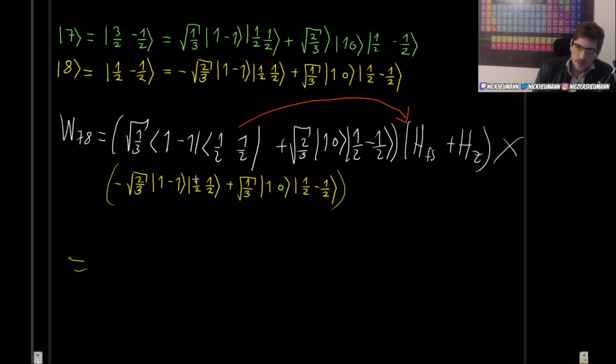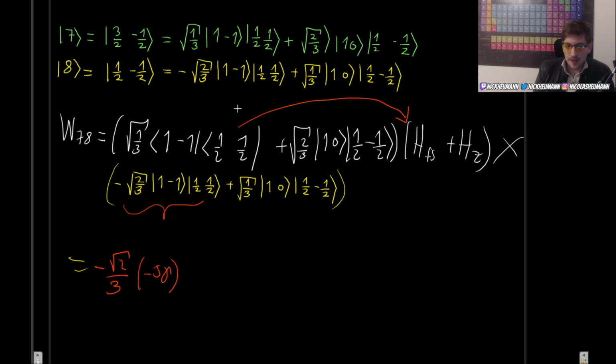So now the only part that will remain is when it is multiplied by this part. So we will get square root of 1/3 times square root of minus 2/3. So we get minus square root of 2 over 3. And then we have the fine structure part for this state. What is the value of j for the 8th state? It is 1/2. So that means it is minus 5 gamma. And then we have the inner product of a state with itself, which is 1.